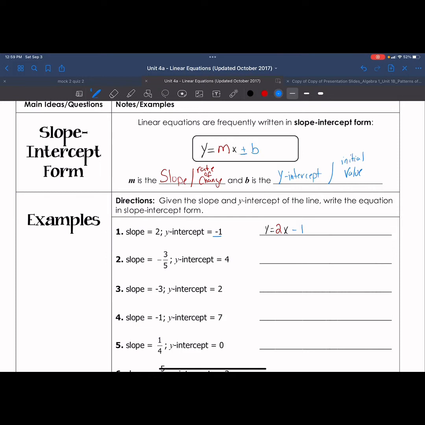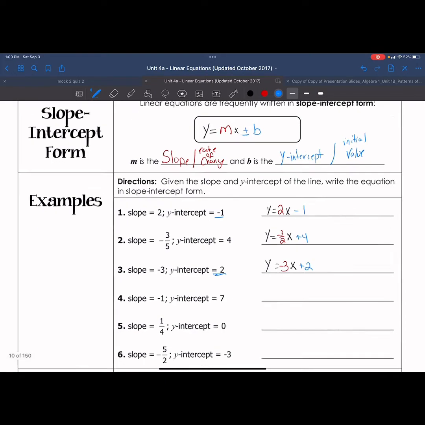All right, here we go. The next one, we've got y equals, and I put my x. My slope is -3/2, and my b, in this case, is +4. I'll do one more just in case. I've got y equals, and I'll put my x. My slope is -3, and my y-intercept is +2.